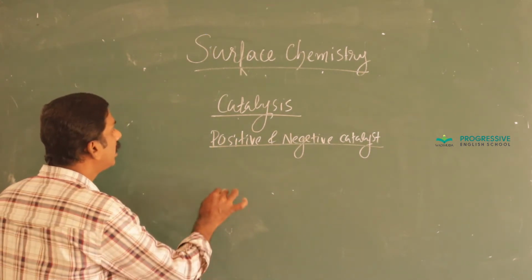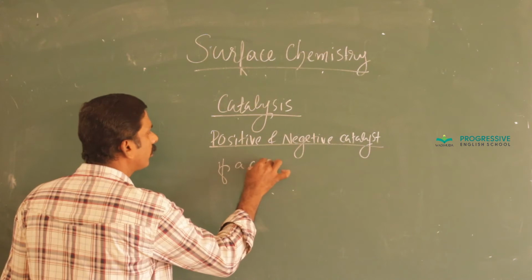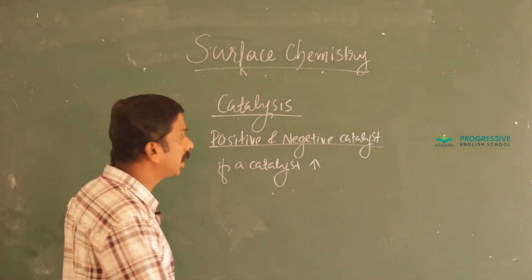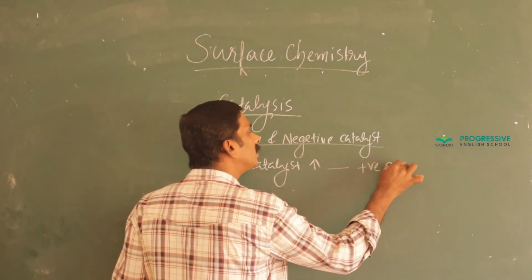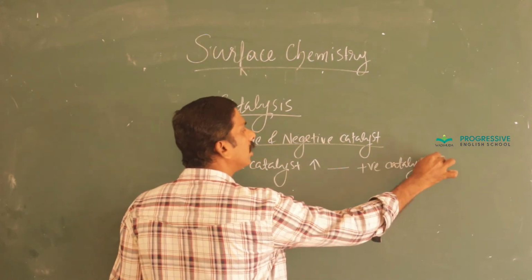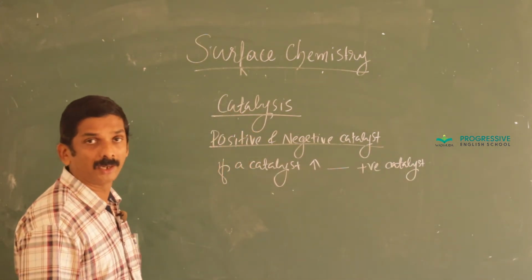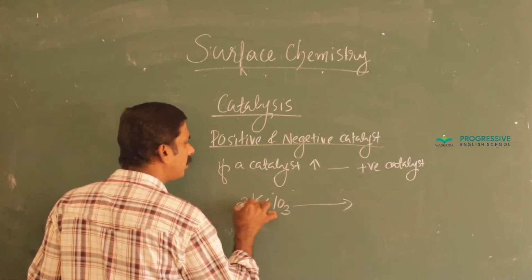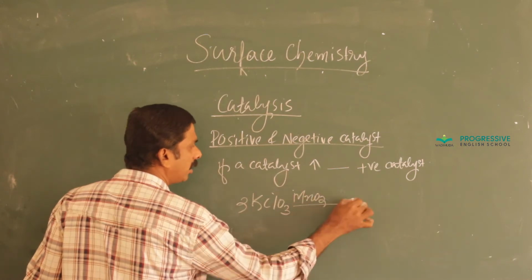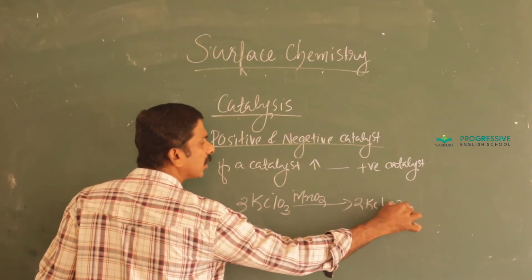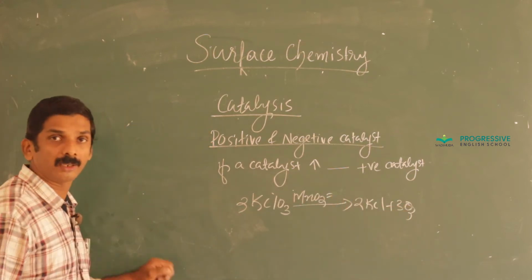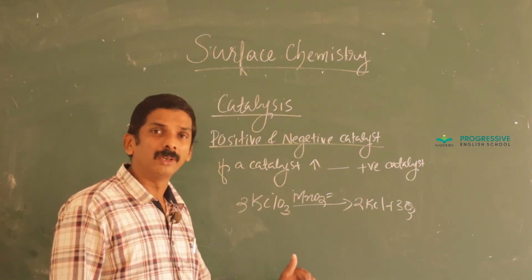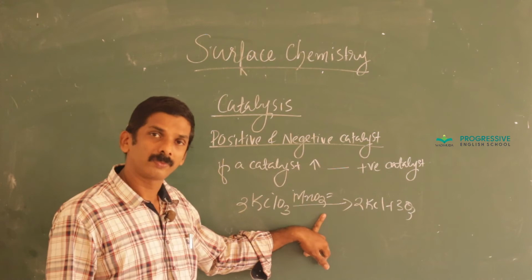If a catalyst increases the rate of a reaction, it is called a positive catalyst. For example, the rate of decomposition of potassium chlorate, KClO3, increases in presence of manganese dioxide. Hence, it is a positive catalyst. A catalyst which increases the rate of a reaction.